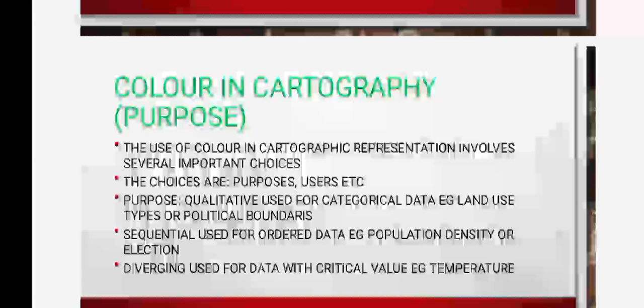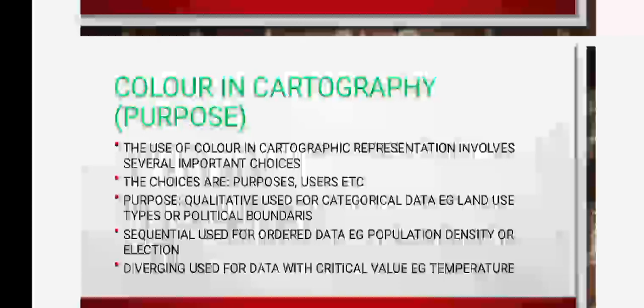Example is land use or political map. Land use map or political map. The color, for instance, if the map you are producing is a land use map, on that land use map we have residential, we have commercial, we have reserve and the likes. The color that you use for residential will not be the same color for commercial land use, and will not be the same color for reserve. So with that purpose, it will influence the choice of color.